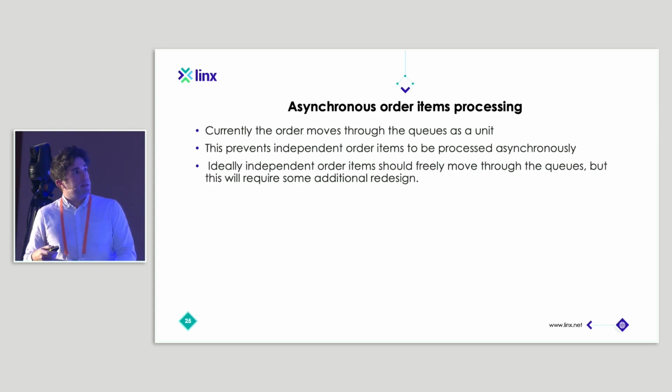Finally, another improvement of future development we're looking for is asynchronous order item processing. At the moment, you can only order one type of service at a time. But there is no reason why we shouldn't be able to order multiple ones. So you just go on the portal and select multiple services you want in one go. But at the moment, unfortunately, the order moves through the queues as a unit. And ideally, you want the order items to do that separately. That would require some additional redesign, but that's something we're going to look towards too.